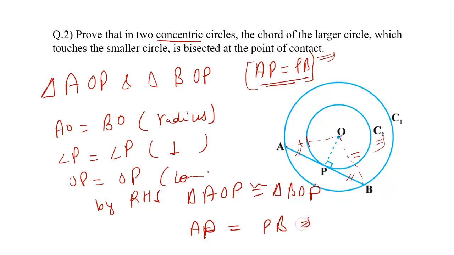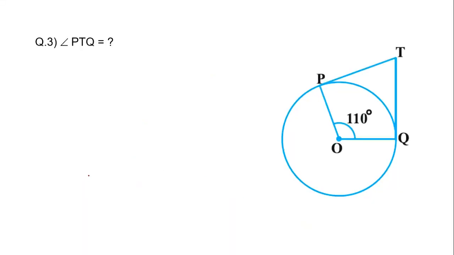This is quite a simple question. First, these are two radii of the larger circle, and this is common, and OP is perpendicular to AB, so by RHS we can say that both the triangles are congruent, and then AP equals PB. So let's move to the next question.